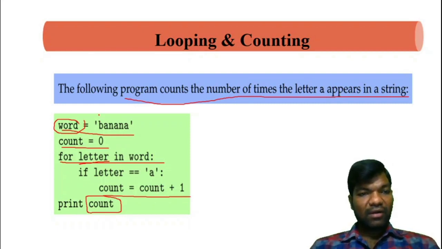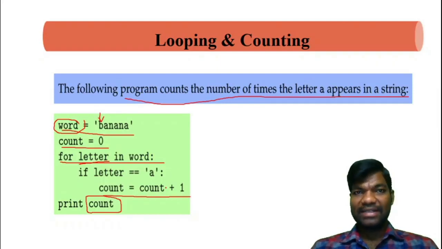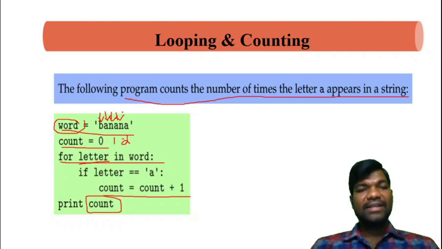For letter in word, first it will check B. If it is equal to A, no, so count is not incremented. Next one is A. Yes, count is incremented. Count is 1. Next one is N. Count is not incremented. Next one is A. Yes, count is incremented. Next one is N. Count is not incremented. And finally the next one is A. Count is incremented. So now print count, it will display 3.